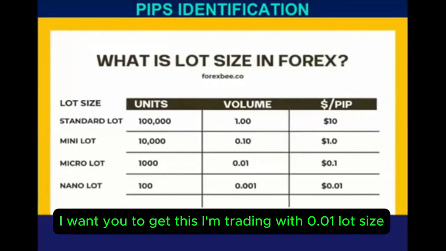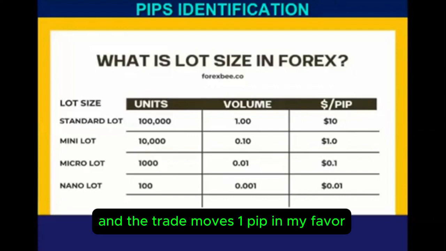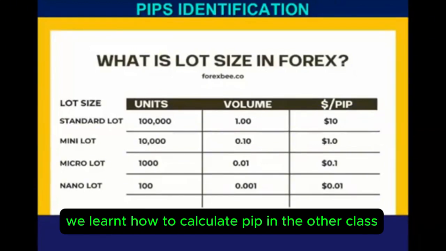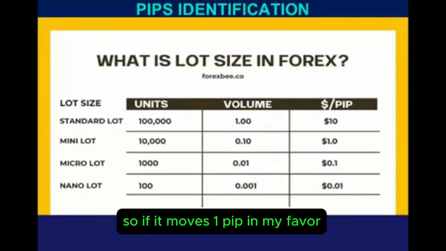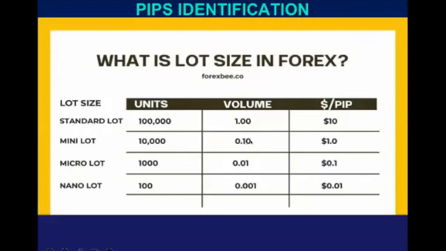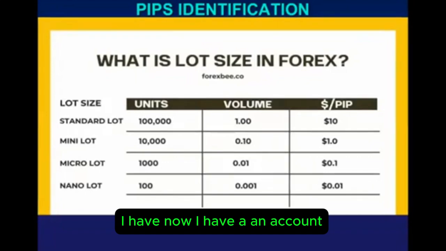I'm trading with 0.01 lot size, and the trade moves 1 pip in my favor. We learned how to calculate pips in the other class. So if it moves 1 pip in my favor, what would I have earned? I would have earned $0.1 or 10 cents. If I use 0.1 lot size, I have an account. My account is $100.